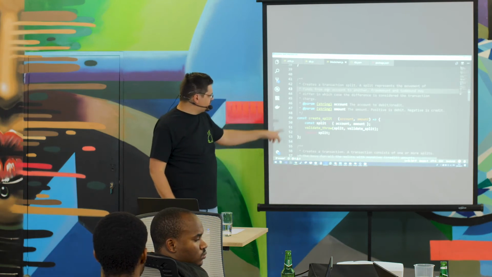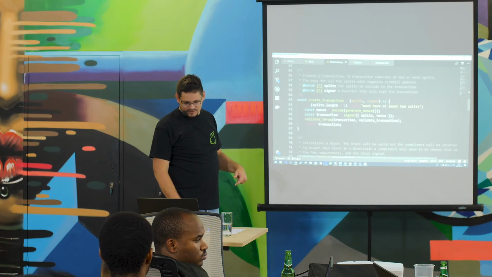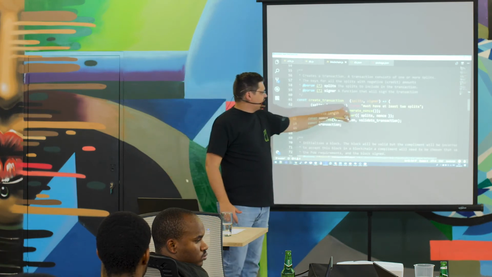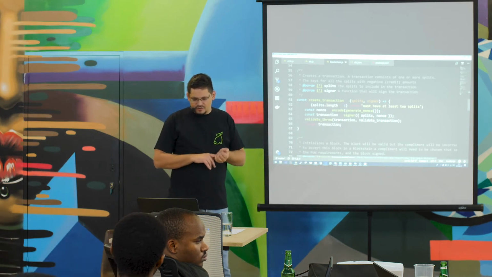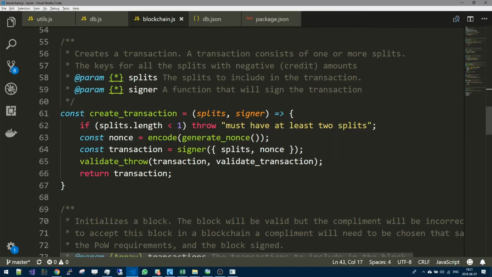So we've got this function create split, which is never used, but let's just skip to create transaction. So create transaction takes a number of splits and a signer which will sign the transaction. And typically you would imagine a transaction needs at least 2 splits, and it's actually got an incorrect validation. A transaction must have at least 2 splits, because there needs to be at least one split that money comes out of, and there needs to be one which money goes into, otherwise the transaction is invalid.